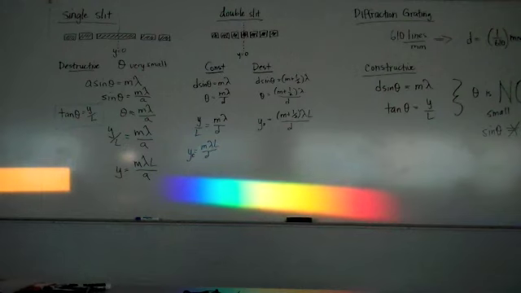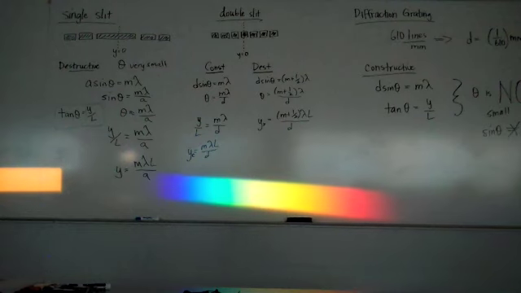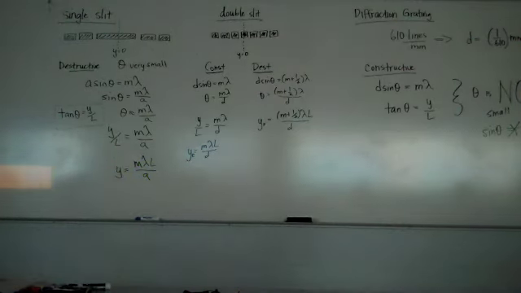Yeah, you can. And notice the violet of the second order starts to overlap with the red of the first order. So m equals 2 is the second order. m equals 2 with the violet wavelength starts to interfere with m equals 1 with the red wavelength. Okay?